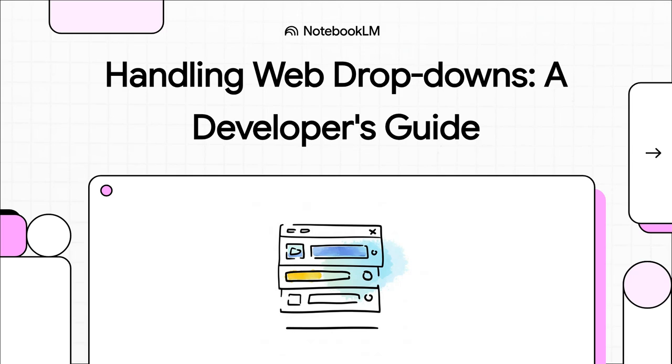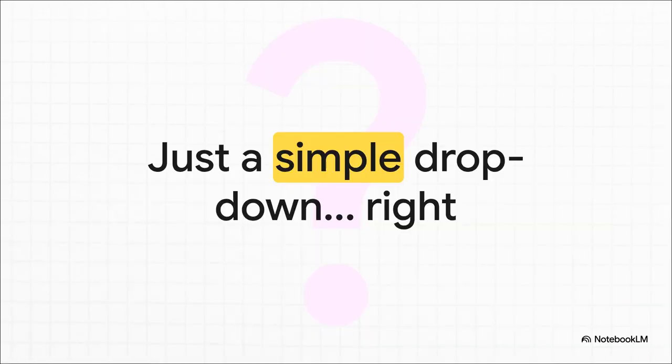Welcome to the Explainer. Today, we're going to tackle one of the most common and, believe it or not, one of the trickiest elements in web automation, the drop-down menu. Okay, so let's dive right in.